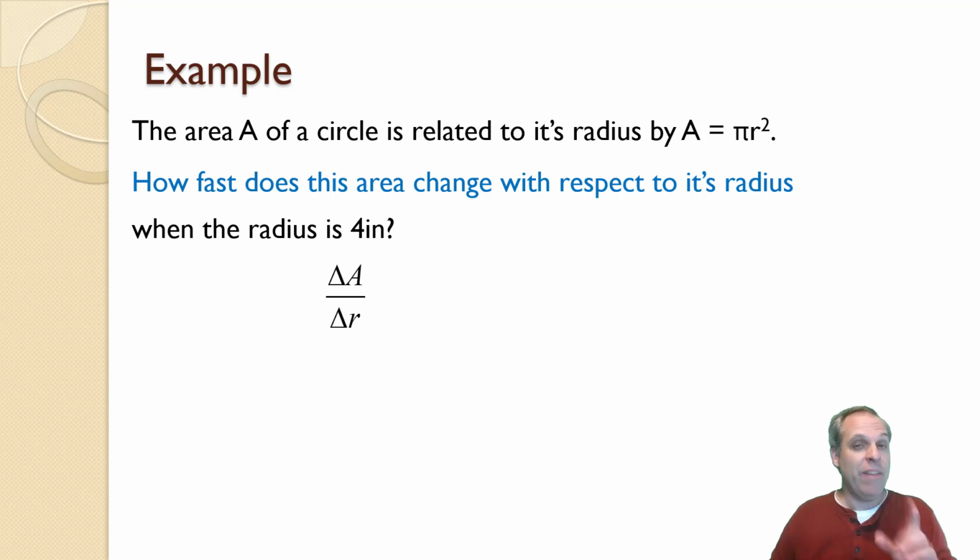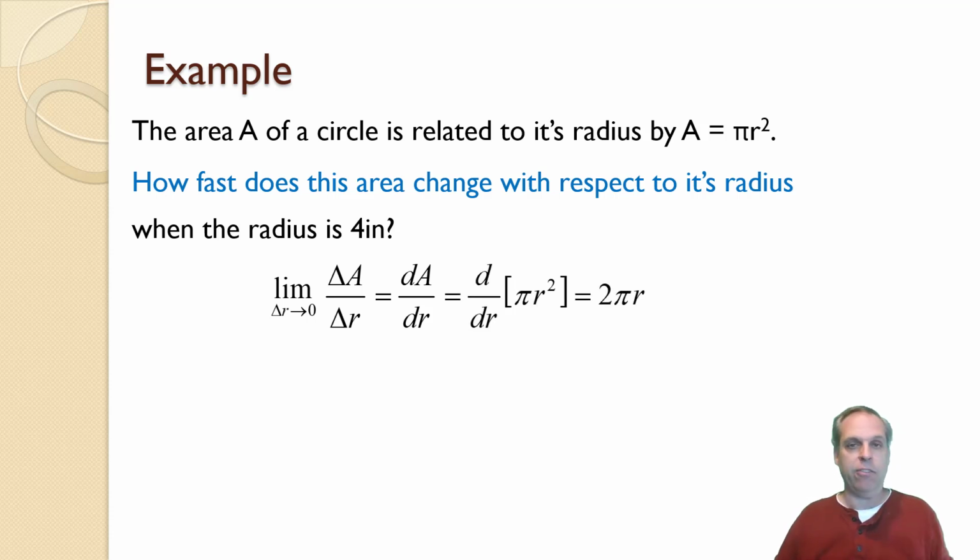But they never gave me what the radius was changing from and to. They gave me only one radius. That's an instantaneous rate of change. So I need to take the limit of that ratio as the change in radius goes to 0. And we all know that's just the derivative. So I know what A is as a function of r, so I just perform that derivative like always. That gives me the rate of change of the area with respect to radius. In particular, I want to know what happens when the radius is 4 inches.